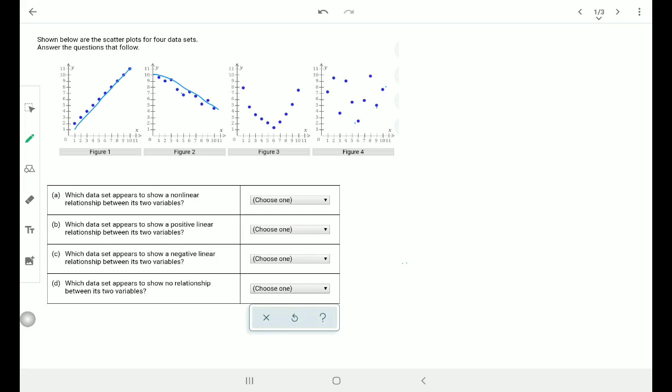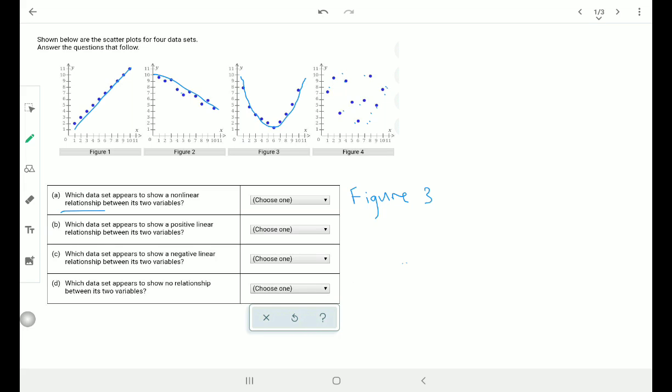Now the key to answer this question is it has to be a relationship, and it's specifically looking at non-linear. So something that has a curve to it or something that's jagged in a sense. If I look at figure 3, it does have a relationship. It follows this curve. Whereas figure 4, it's just kind of random. These points are just scattered everywhere. It's random, so I can't predict what's going to happen next. So we say that figure 4 has no relationship. And that's why part A would be answered figure 3.